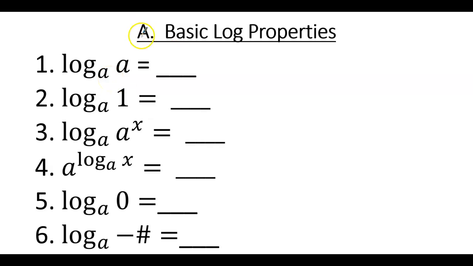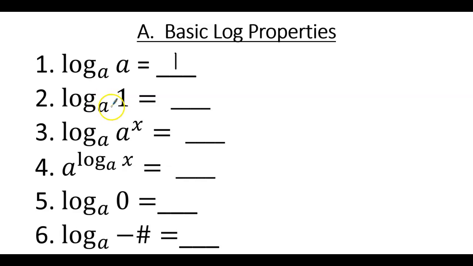So first of all, let's talk about some basic log properties. Anytime the base matches this number here, which is called the argument, the answer is going to be 1. And why is that? Because if we were to rewrite this in exponential form, you would have this number, which is in this case a, raised to this power, which is 1, equals this number, which is a, and of course a to the first power does equal a. So now instead of changing it to exponential form, we're just going to say, okay, anytime these two things match, the answer is 1. We're just going to start training our mind to think logarithmically instead of exponentially.